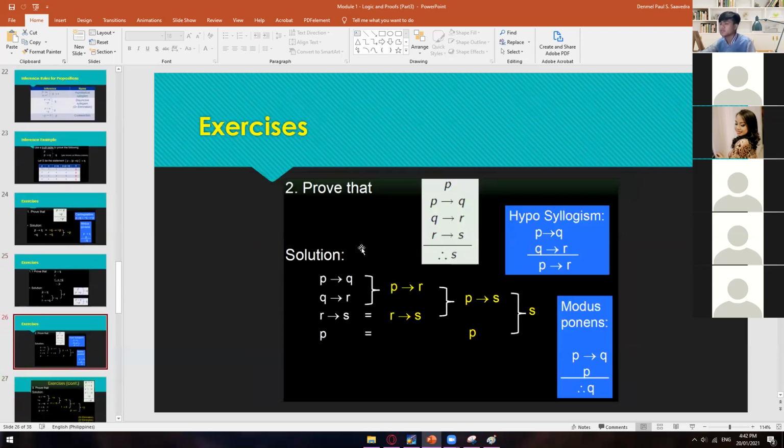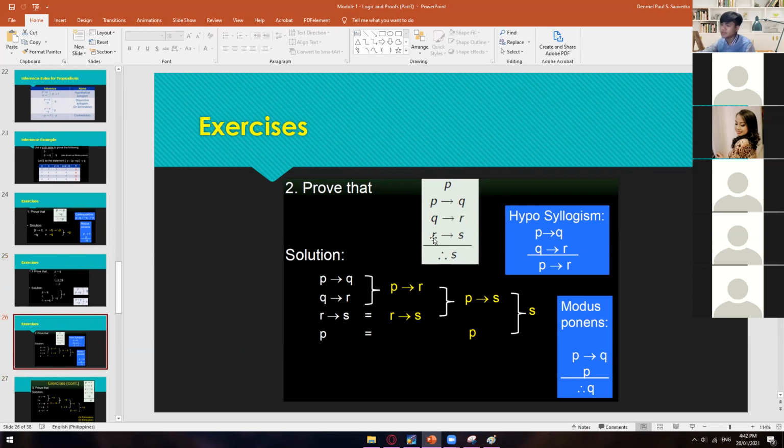Anyway, the next one here is number 2. Prove that this expression is equal to S. Right? So from here, we've arranged this one now in a manner that we can eliminate most of the variables, wherein we've got this one first, P or Q, and then Q conditional R.